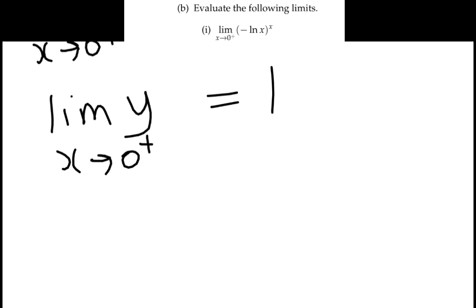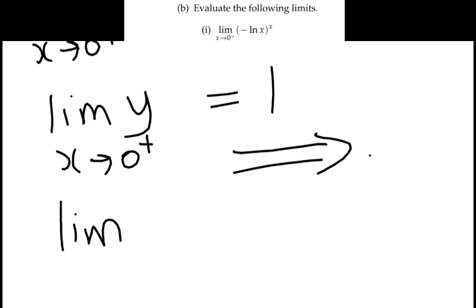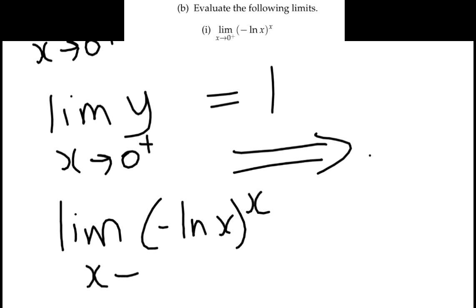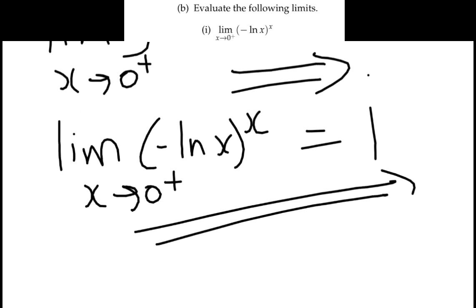Now this here is our final answer, and some of you might be saying, how come this is our final answer? We don't want the limit of y, we want the limit of negative ln x to the power of x. But remember, y is negative ln x to the power of x. We can rewrite this as the limit of negative ln x to the power of x as x approaches 0 from the positive direction, which is equal to 1. So that's our final answer.